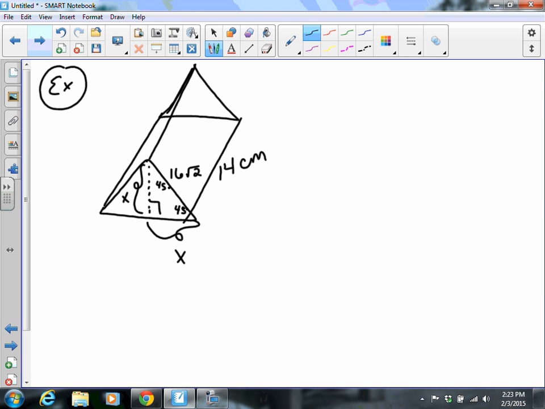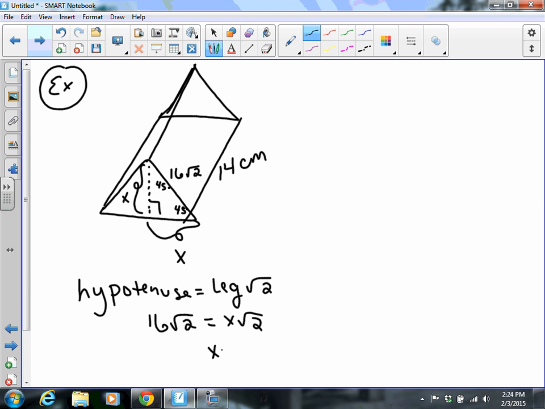I know that based on a 45, 45, 90, my hypotenuse equals the leg times square root 2. So in this case, x equals 16. From here, go ahead and figure out the volume. I know it doesn't look proportional, sorry, I just threw in a number. Once you get your answer, you'll see how to plug it in.